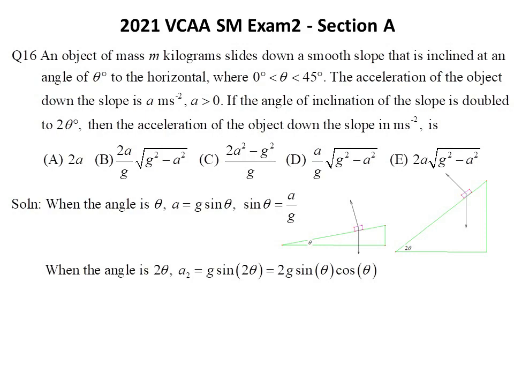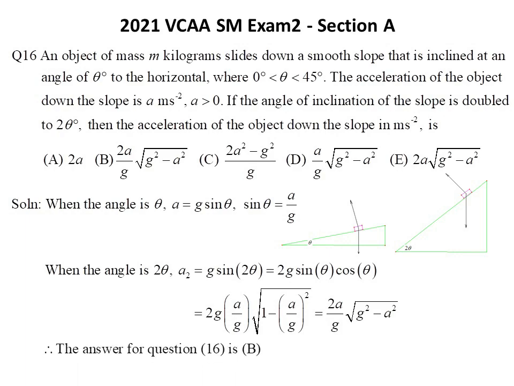According to trigonometry double angle formulas, g times sine 2 theta equals 2g times sine theta cosine theta, which equals 2g times a over g times square root of the result of 1 minus squared of the ratio a to g, which equals 2a over g times square root of the result of g squared minus a squared. So the answer for question 16 is B.